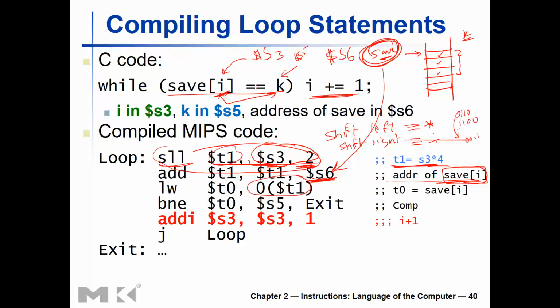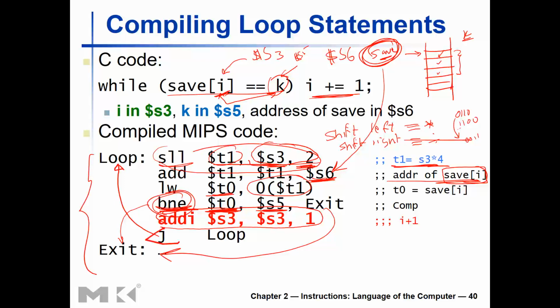Now I can access the word, which is save I, and save it in T0 by load word. Then I can compare the word that I loaded from save I to S5, which is the K that I'm comparing against. If they are not equal, I will exit. But if they are equal, I will increment the I and then jump to the loop and do the same loading and comparison again, until I find a mismatch where I exit the loop. So you can see how I'm using branch if not equal and jump to construct this while loop.